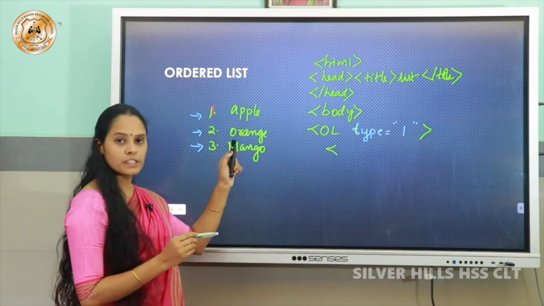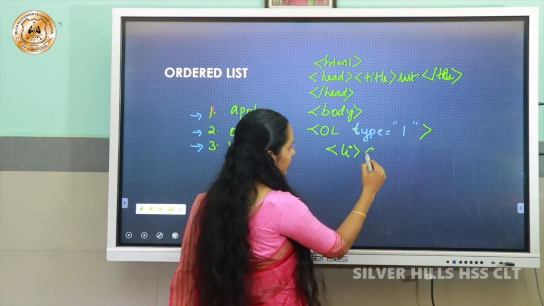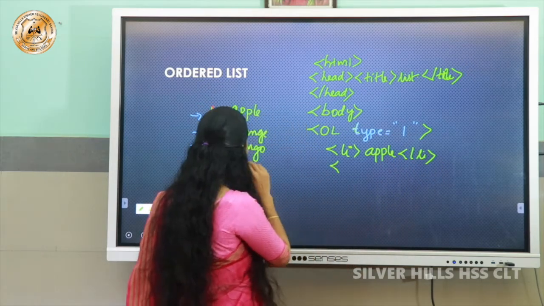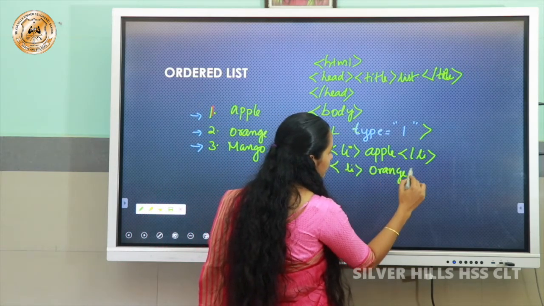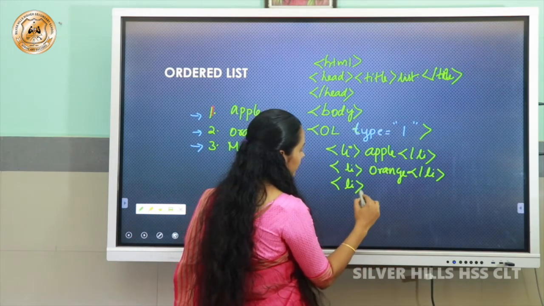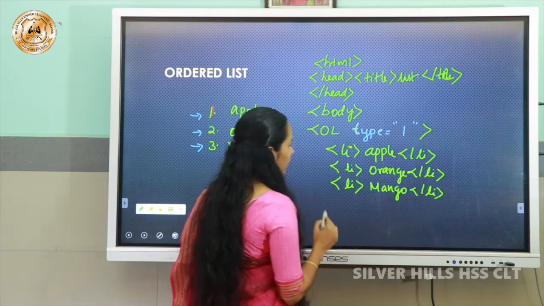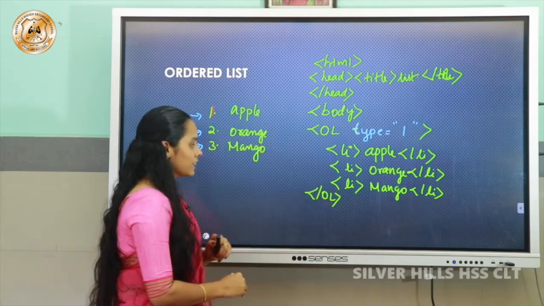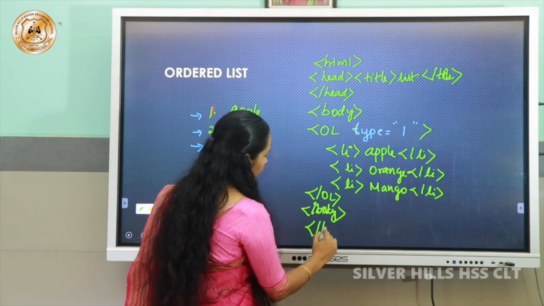So the first list item is what? Apple. To add the list item we have to use LI and then write the item, that is apple, and close LI. Then the next one is orange. So again write LI, write the item orange and close LI. And the third one is what? LI, list item is mango, and then after writing this, close this LI. And after adding all the list items, you can close OL. Then close body and then close HTML.